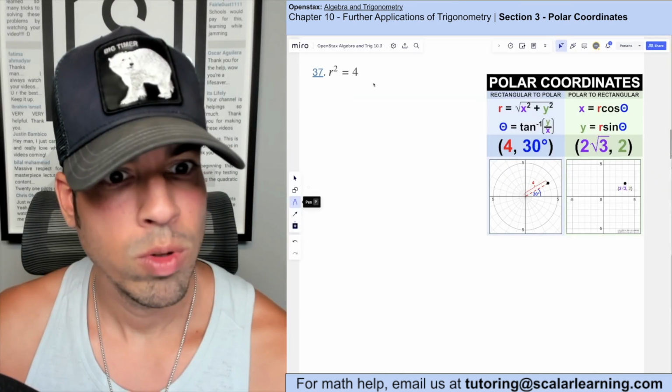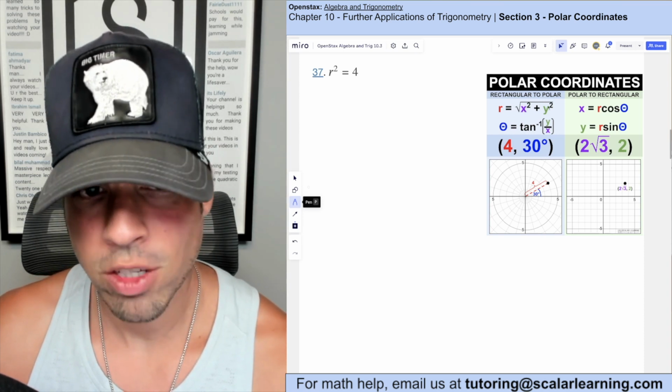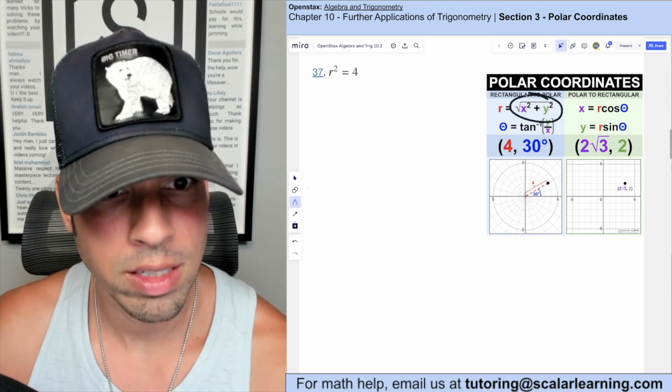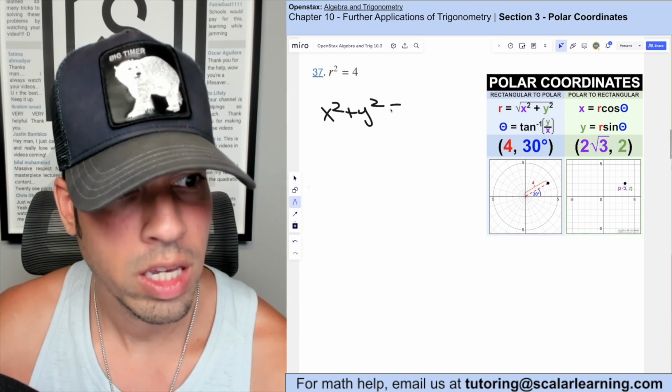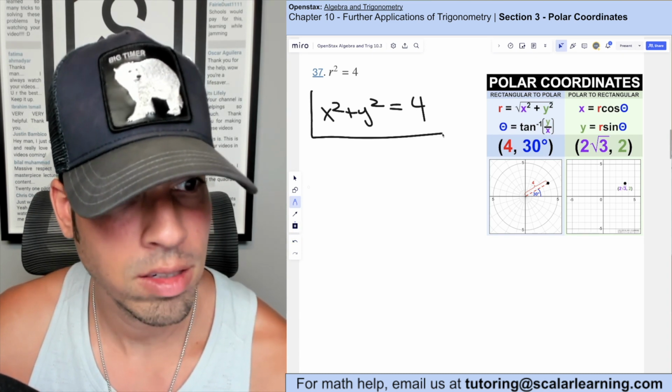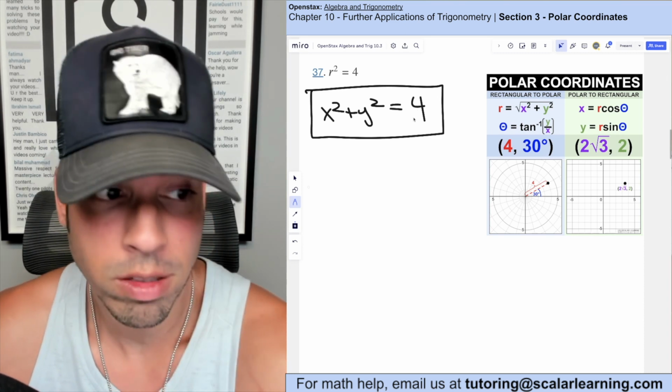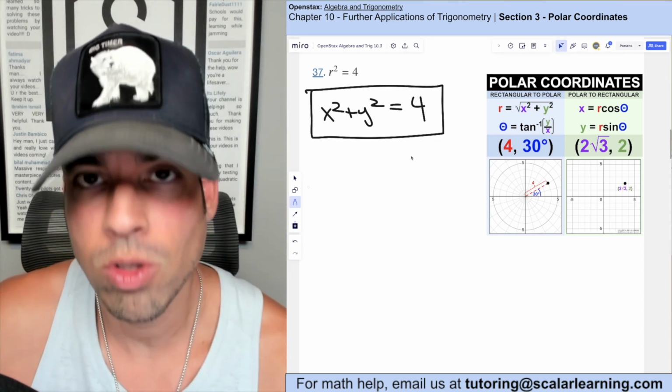Done. For this one, we see that r is square root of x squared plus y squared. So r squared is this without the radical. So it's simply x squared plus y squared equals 4. And that's it. And this is the equation of a circle with a radius of 2, if you want to know, but it's a circle. That's how you do it.